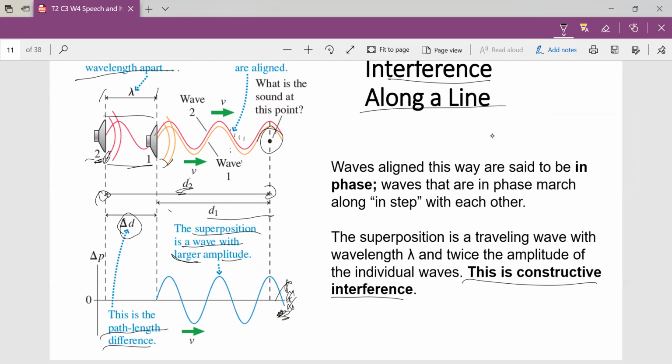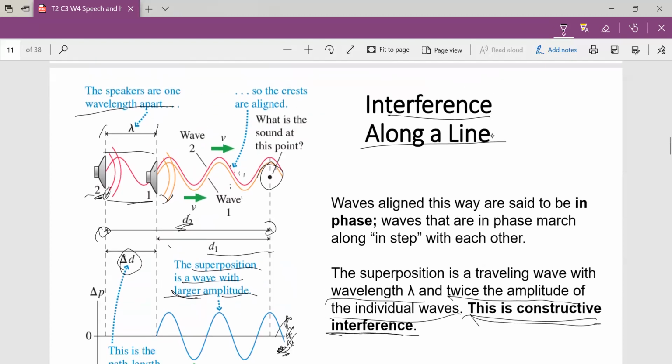So the sum can either give us a 0, which is nullified or canceling out the wave, or make it amplified, bigger, larger, so the amplitude becomes bigger. So the superposition is a traveling wave with the same wavelength and twice the amplitude of the individual wave because they are a sum, a combination. When this happens, we have what we call the constructive interference.